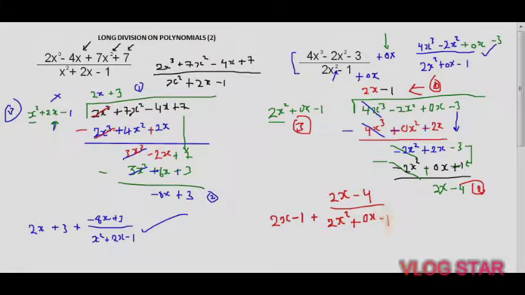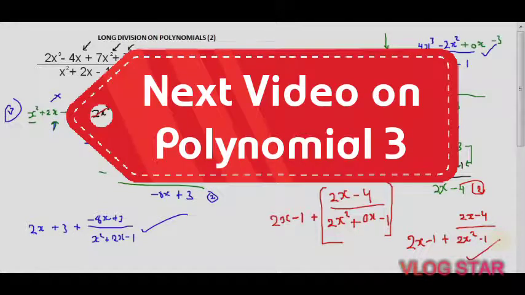So this 2x plus, it can also be written in this formal way like this. This one particularly is still the same as 2x minus 1, then plus 2x minus 4 all over 2x squared minus 1. So this is exactly the way to solve this question, to divide using long division on polynomial.